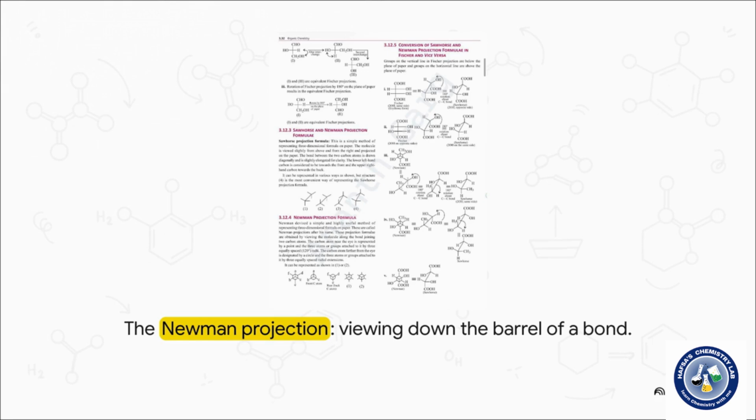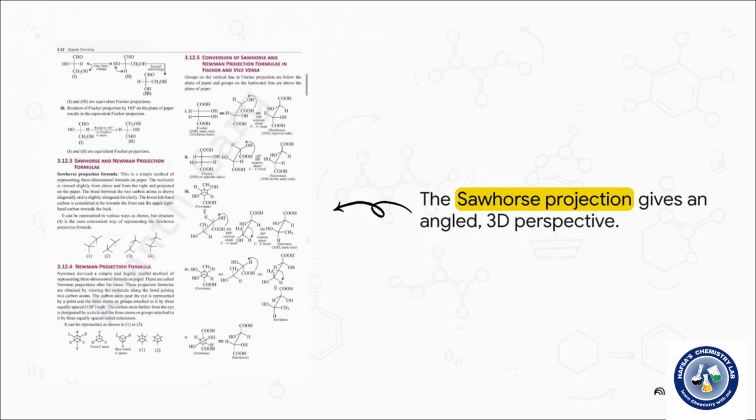This projection is absolute genius for analyzing molecular comfort because it makes it incredibly easy to spot exactly where atoms are overlapping and eclipsing each other and where they are safely and comfortably staggered. Now, if you want a slightly wider perspective, you just step back and use the sawhorse projection. Instead of looking straight down the barrel, you view the molecule slightly from above and off to the right. The central bond is drawn diagonally here, which gives you this clear, angled, three-dimensional look at the entire molecule's architecture all at once. You can immediately see the spatial relationship between the front and back groups.